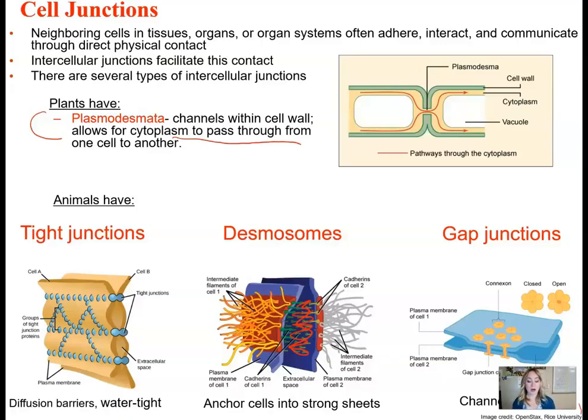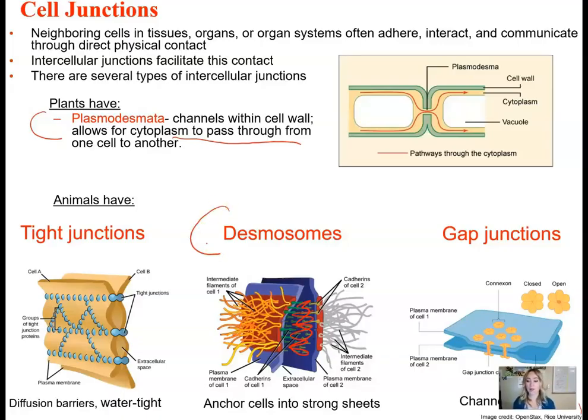Animal cells also have different types of junctions, so I have them listed here. The first one, tight junctions. So this is where we're going to observe these watertight connections, which are basically diffusion barriers. Usually epithelial cells will have these type of connections, these watertight connections. Another example would be any type of tissue that should have a really nice solid barrier that would prevent the cytoplasmic leakage in any kind of way.